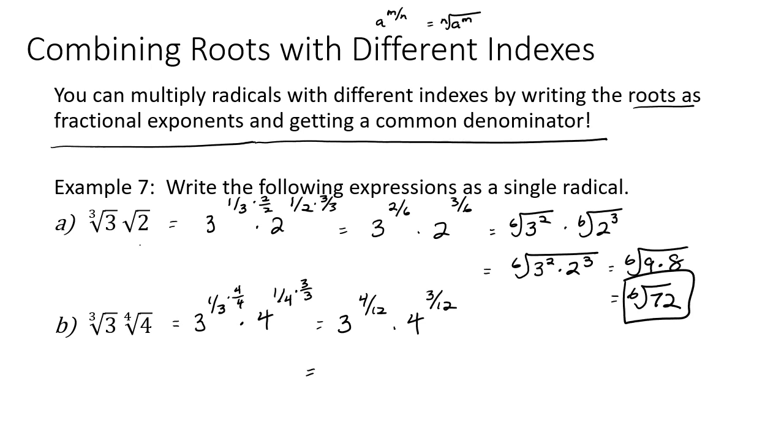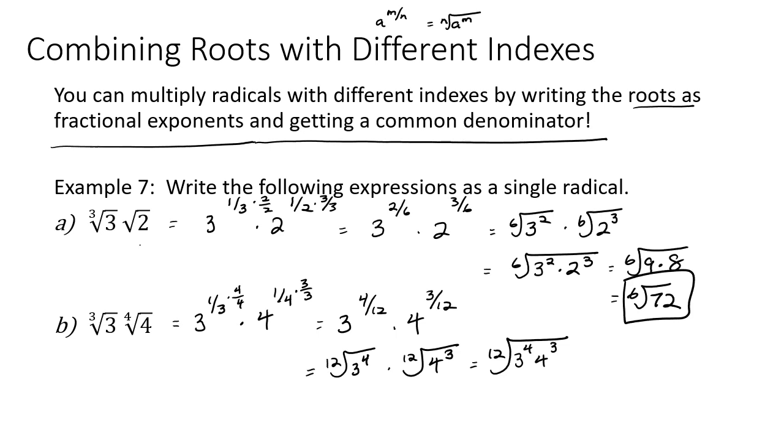Now turn them back into the roots. That's the 12th root of 3 to the 4th times the 12th root of 4 cubed. So that's the 12th root of 3 to the 4th times 4 cubed. And I'm going to multiply this out to get one big number.